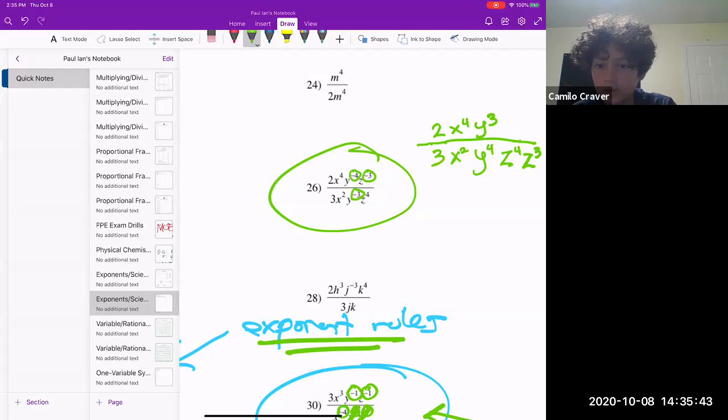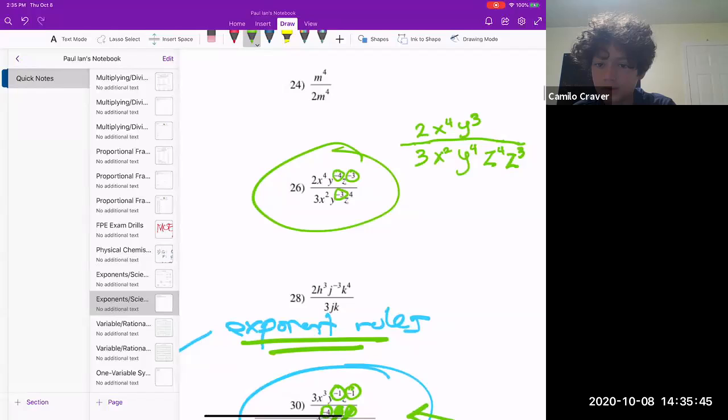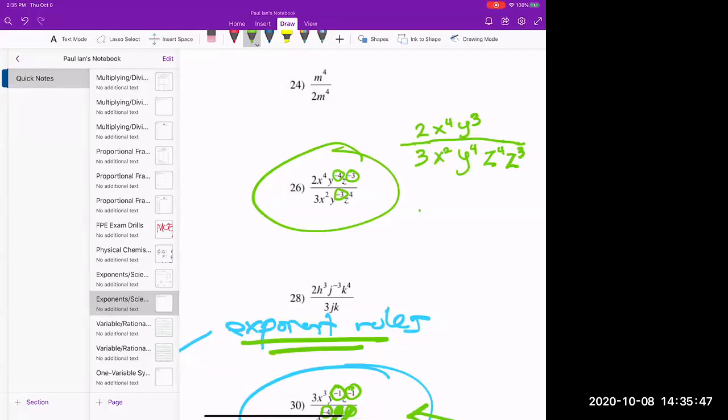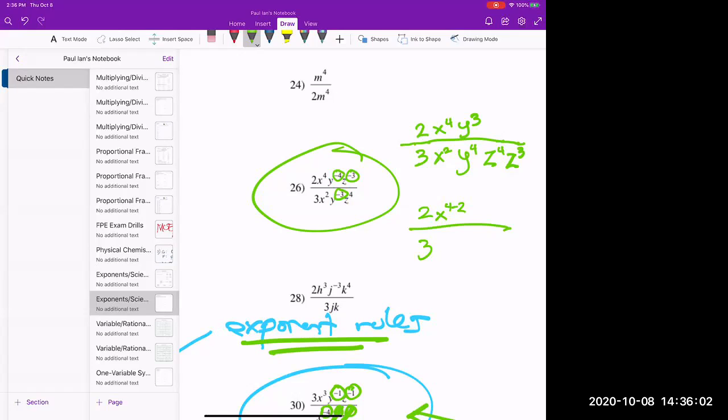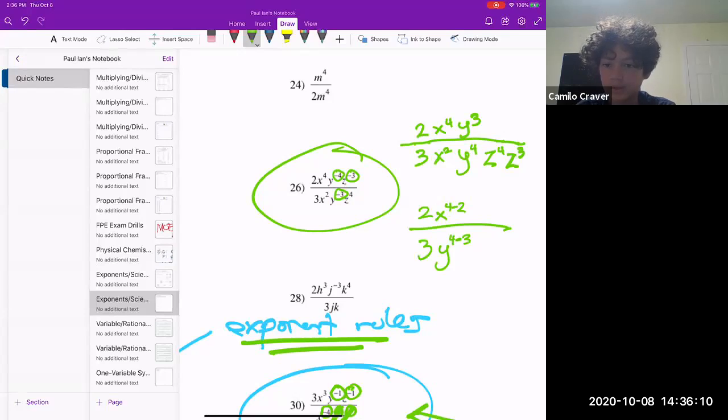It would be 4 minus 2 for x. Okay, 2/3 of x, 4 minus 2. What's next? On the bottom, it's 4 minus 3. For which variable? For y. So 4 minus 3. What's next? Z plus z, 4 plus 3.